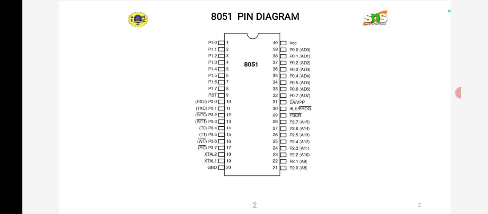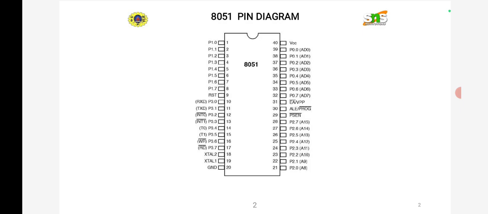See the diagram. The port 0 pin numbers are 32 to 39, and it also has additional functions, AD0 to AD7, which means address and data bus. For port 1, the pin numbers are 1 to 8, and it consists of 8 bits. Port 2 also has 8 bits, with pin numbers 21 to 28, and its alternate functions are A8 to A15, the higher order address bus.